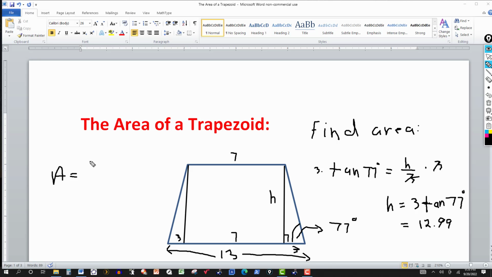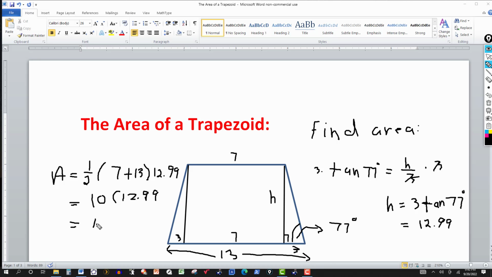I'm not given the median, so I don't use that formula. But I now have the value of each base, and I also have the altitude. So it's 1/2 the sum of the two bases. Remember the top base is 7, and the bottom base was given to be 13. So it's 7 plus 13, multiplied by the altitude, which we just found to be 12.99. So 7 plus 13 is 20. Half of that is 10. Multiplied by 12.99. Multiplied by 10, just move the decimal over one place.